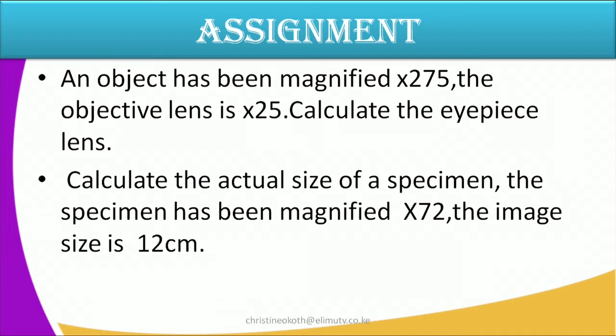So that marks the end of our lesson today, and I'll leave you with this assignment. Question number 1. An object has been magnified 275 times. The objective lens is times 25. So calculate the eyepiece lens. The next question, calculate the actual size of a specimen. The specimen has been magnified 72 times and the image size is 12 centimeters.